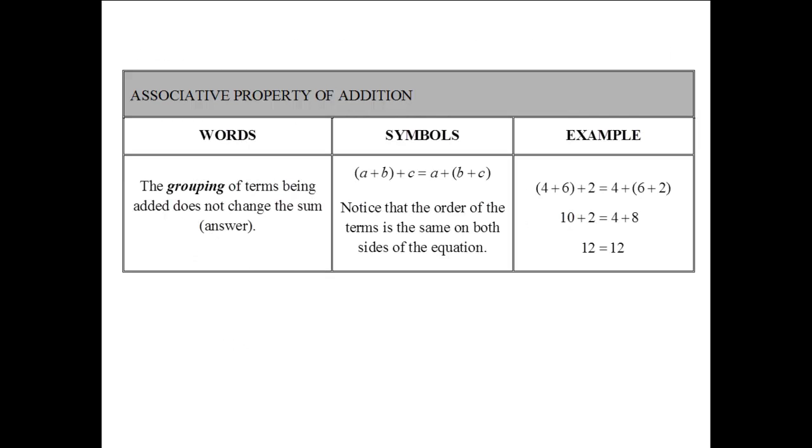The associative property of addition states that the grouping of terms that are being added does not change the sum. If we have three numbers to add together, 4 plus 6 plus 2, we can either group the first two numbers together, getting 10, then adding the 2 and getting 12, or without changing the order, we can group the second two numbers together. 6 plus 2 is 8, and then do 4 plus 8. We get 12, the same answer.